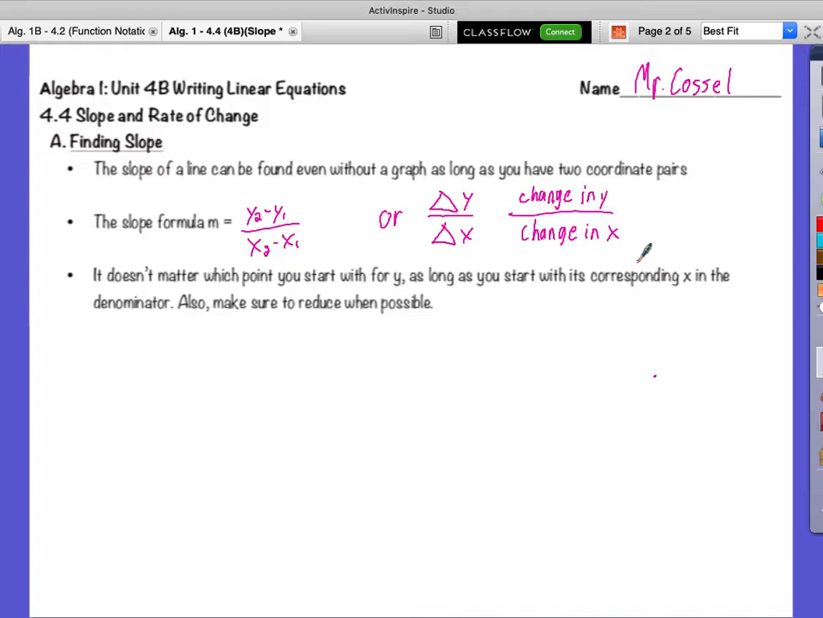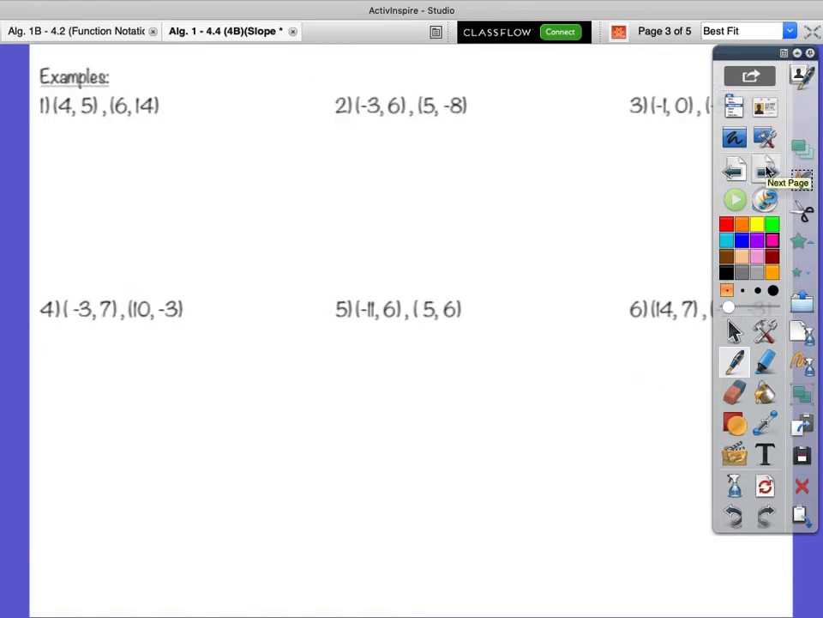It doesn't matter which point you start with for y, okay? As long as you start with this corresponding x in the denominator, okay? So we're saying, hey, if we're given two coordinate pairs, it really doesn't matter which y we start with, okay? But the x has to match up with that. So if you start with that y, you start with that x on the bottom, okay? And we make sure to reduce our slope when possible, but we know that, okay? We're going to practice this here.